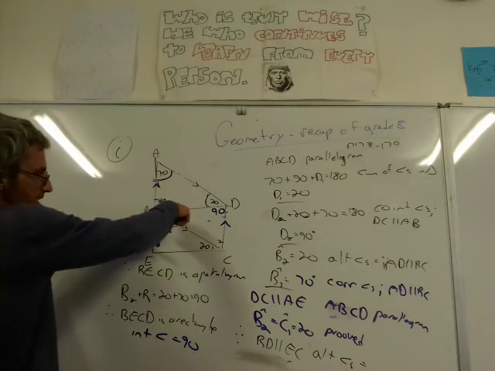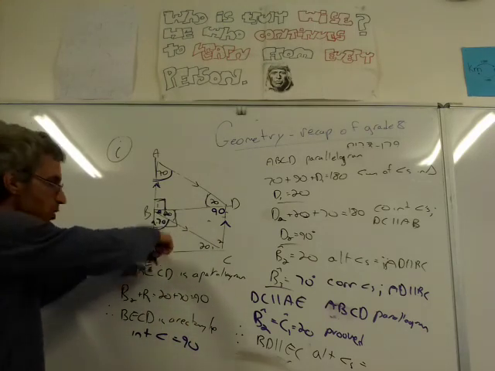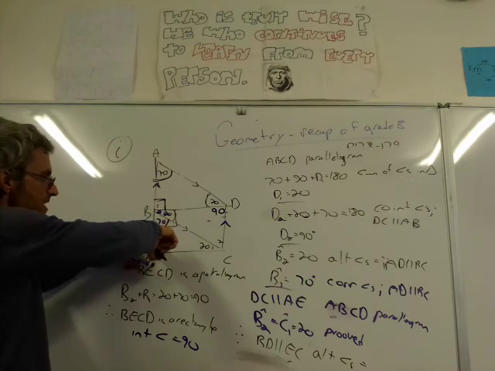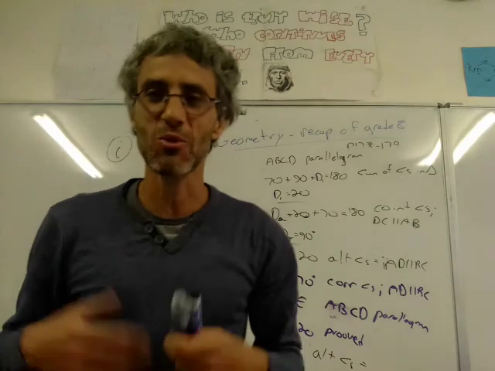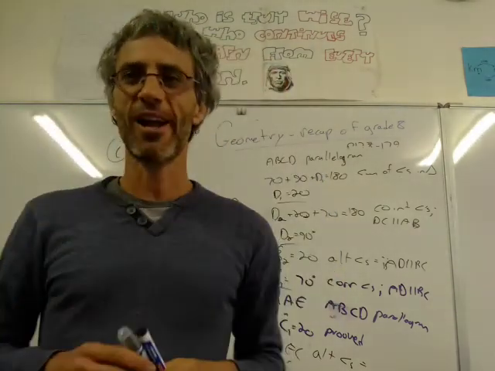If this is 90, then think about it. That will also be 90 because they are co-interior, so that must be 90. And therefore that is 90, therefore 90. And that's what a rectangle is. A rectangle is a parallelogram with interior angles of 90.